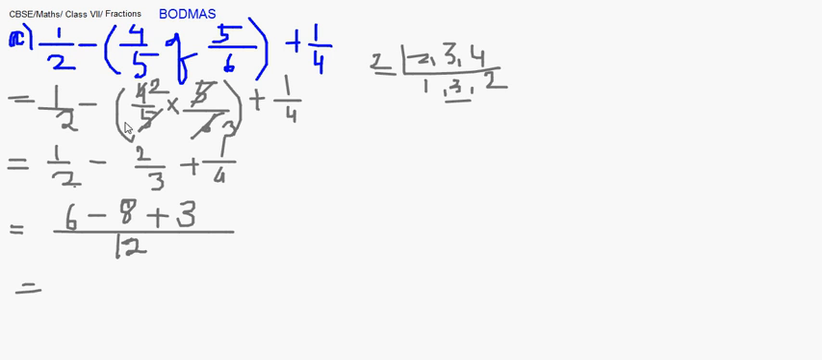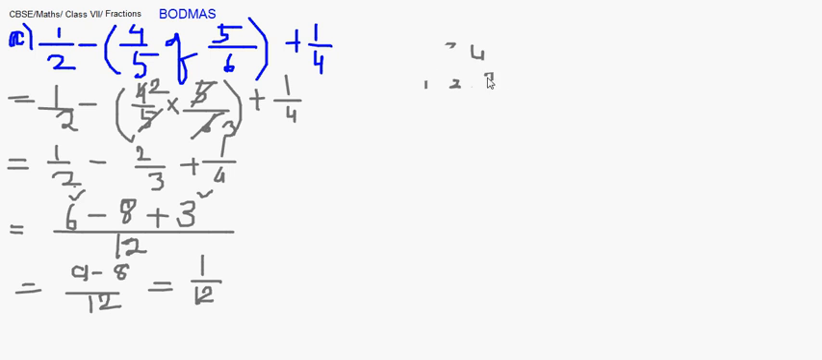We have to first do the addition. So here you have 6 and here you have a 3. So 6 plus 3 is 9, and let the minus 8 be as it is at this step. So it's 9 minus 8, which is equal to 1 by 12. Let's take one more. I am erasing that rough work.